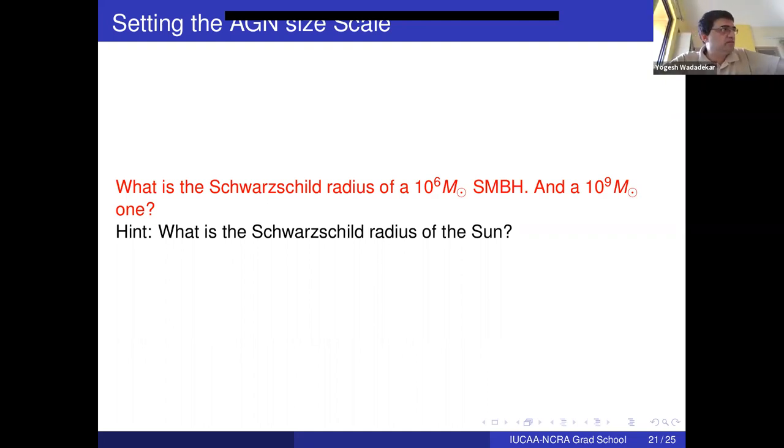Now think of this in astronomical units. An astronomical unit, remember, is the average distance between the Earth and the Sun. It is about 150 million kilometers. So 3 million kilometers will be much smaller than the Earth-Sun distance, and 3 billion kilometers will be about 20 times larger than the Earth-Sun distance. So the Schwarzschild radius of the black hole at the center of AGNs is only about the size of the solar system. It's not very large. Even for the most massive supermassive black holes, the Schwarzschild radius is of the order of the solar system. Maybe a little bit larger, but not by much.